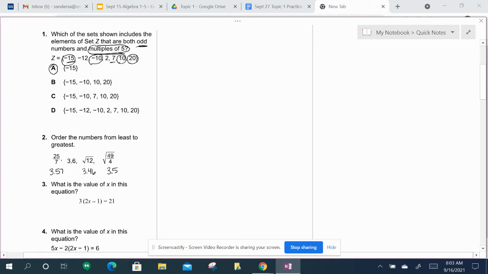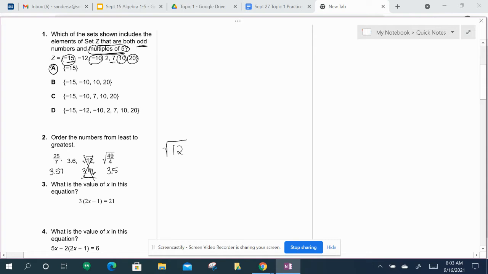So now that they're all in decimal form, I'm going to put them in order. And so it looks like they all start with 3. So then I go to the first number after the decimal point. I've got a 5, a 6, a 4, and a 5. So it looks like the 4 is first. So 3.46, but remember I want to write it in its original form. So I'm going to say the square root of 12 is my first number.